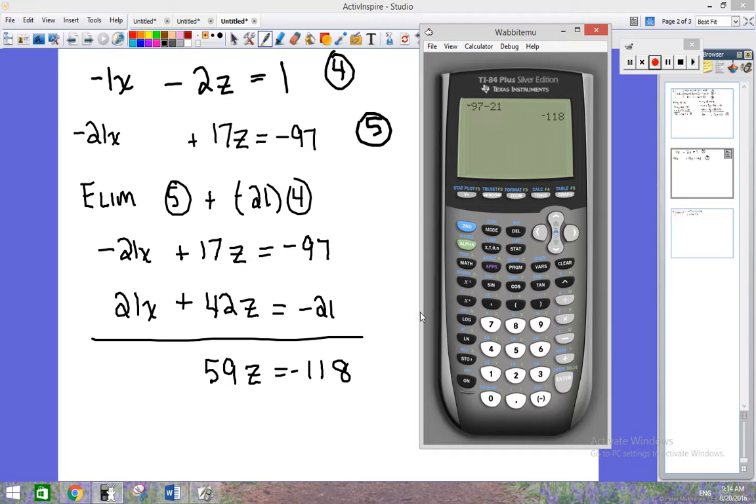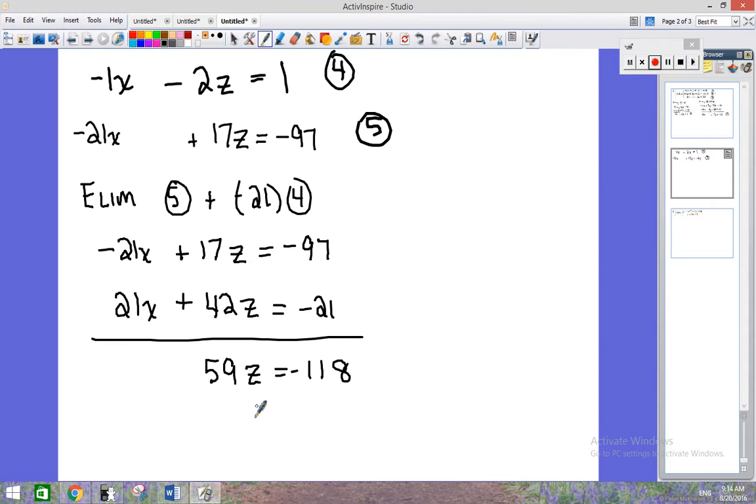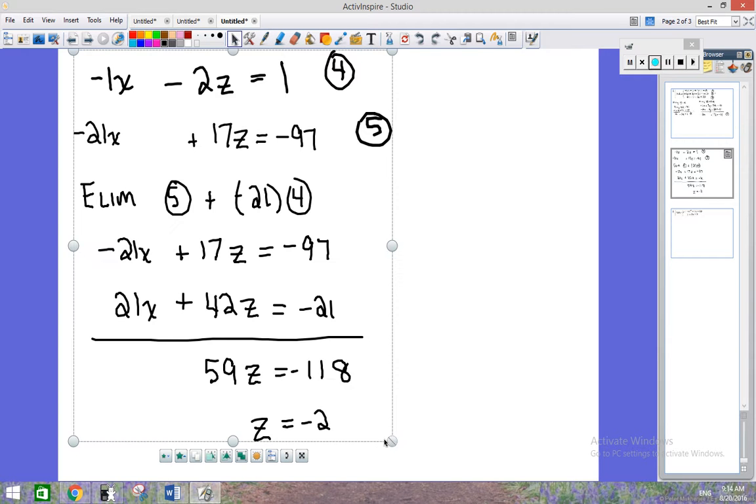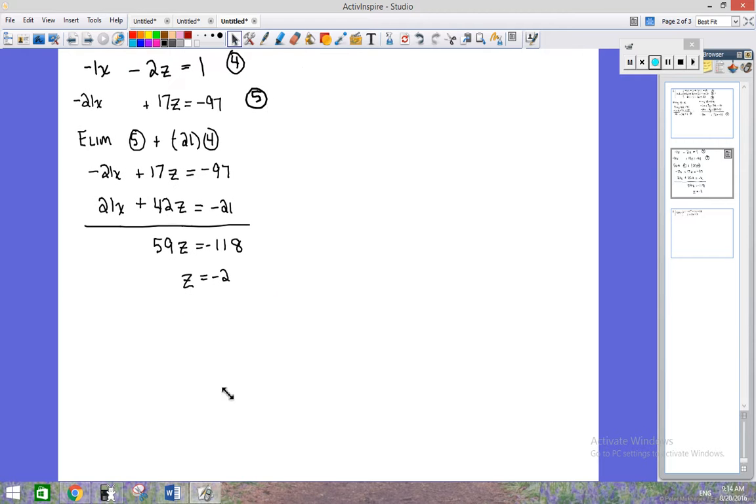Hey, and that's what I have. Now, we want to divide that by 59 and get a negative 2, right? Yeah. Okay. Now, I want to use the system of equations immediately before this in order to solve for the other variable. Through substitution, I'm going to replace z with negative 2 and solve the equation for x.